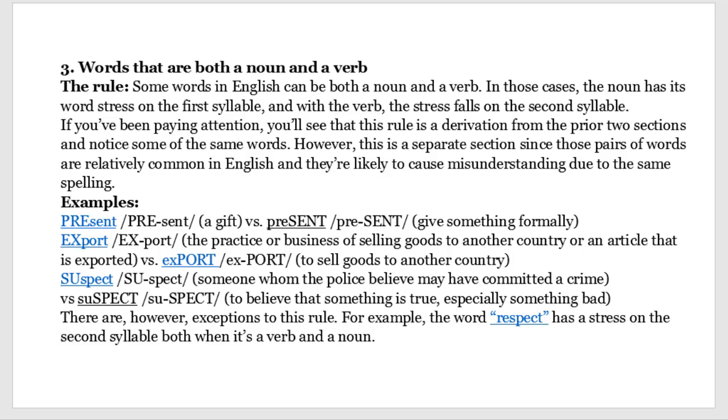3. Words that are both a noun and a verb. The rule. Some words in English can be both a noun and a verb. In those cases, the noun has its word stress on the first syllable, and with the verb, the stress falls on the second syllable. If you've been paying attention, you'll see that this rule is a derivation from the prior two sections and notice some of the same words.